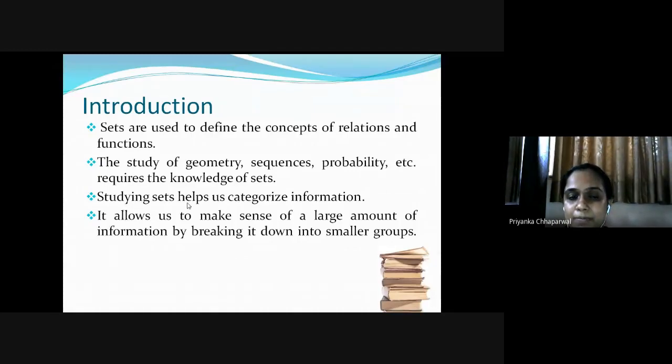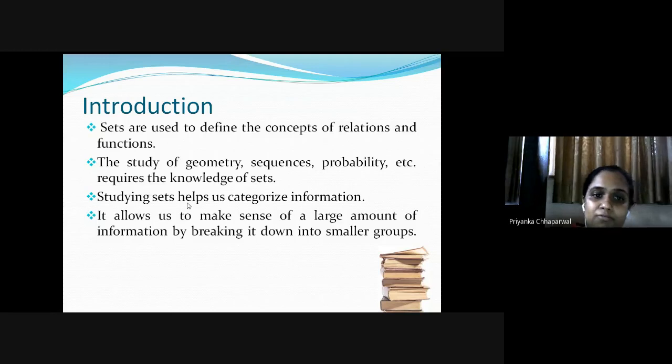So always remember, set theory is used for the concept of relations and functions. Then in the study of geometry, sequences, probability, etc., we require the knowledge of set theory. Set theory helps us categorize all the information. Suppose we have a large amount of data; by using set theory, we can break it into smaller groups. So it is the use of set theory.